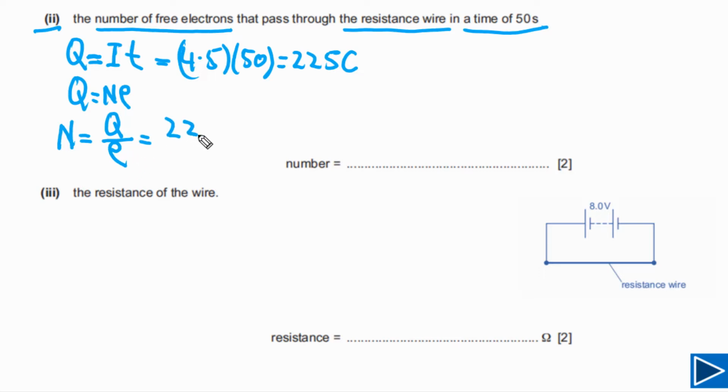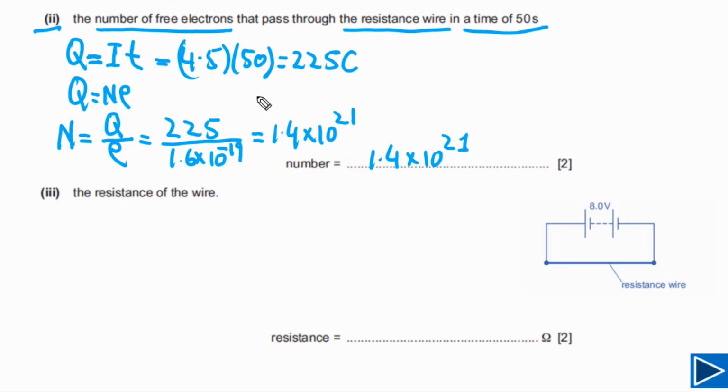Total charge is given to us, that is equal to 225 coulombs. We need to divide by the charge on a single electron, and the charge on a single electron is equal to 1.6 times 10 to negative 19. Now if we simplify this, our final answer is going to be 1.4 times 10 to 21, and this is the number of free electrons passing through the resistance wire in 50 seconds. So this is our final answer. So we can write down this is 1.4 times 10 to 21.